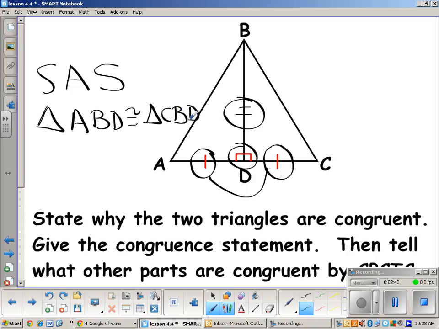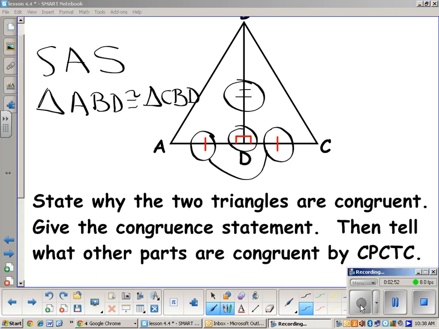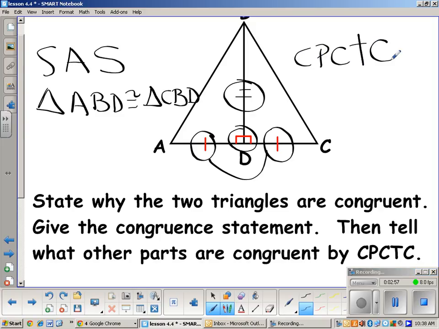Now, once we prove that those triangles are congruent, now we can apply CP-CTC. Okay, so we now have CP-CTC, which is corresponding parts of congruent triangles are congruent.